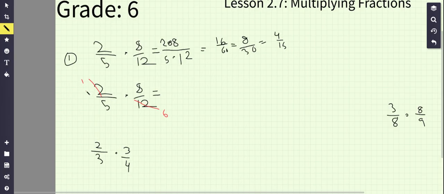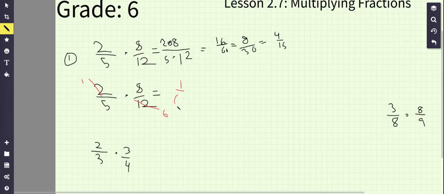So we do take the cross products. Look here. 8 and 5 has a GCF of 1. So we cannot cross cancel. Here, a cross cancellation. 2 and 12 has a GCF of 2. So we can divide both by 2. These have a GCF of 1. We can't divide them. Then all we have to do is just write it as a fraction.